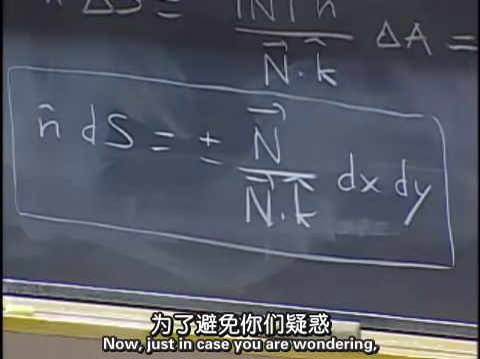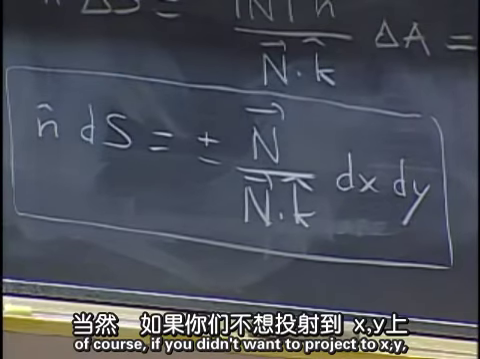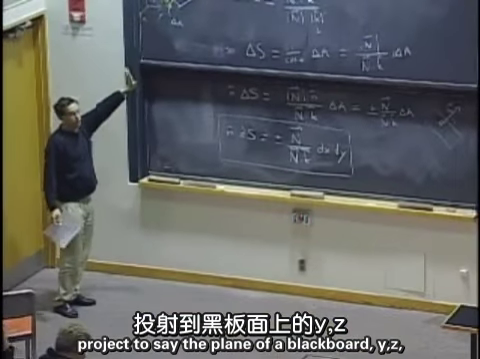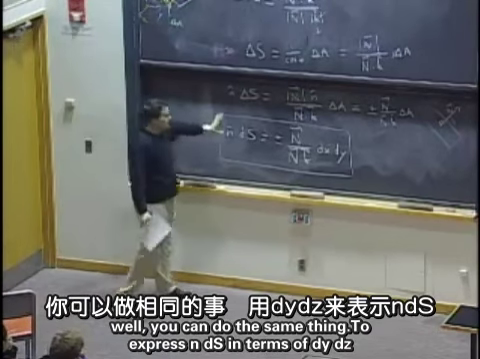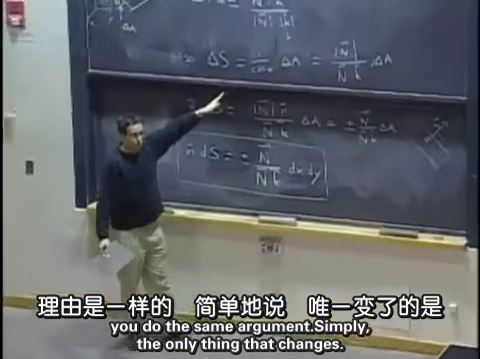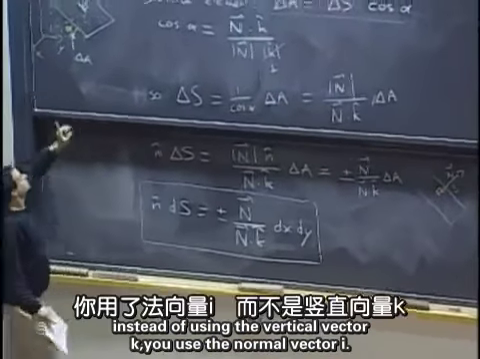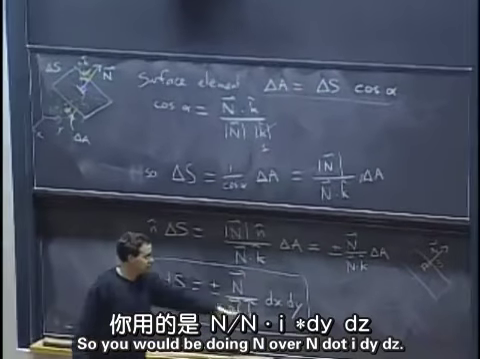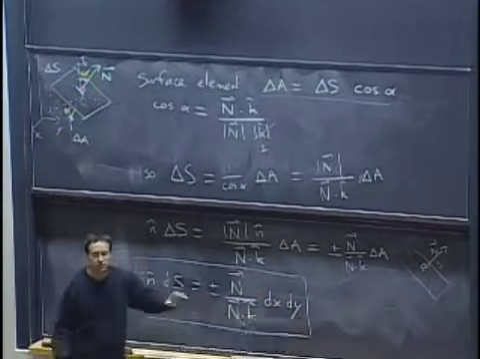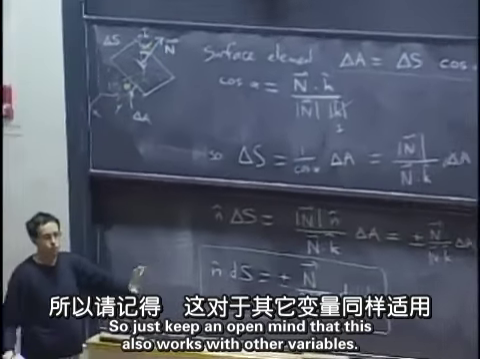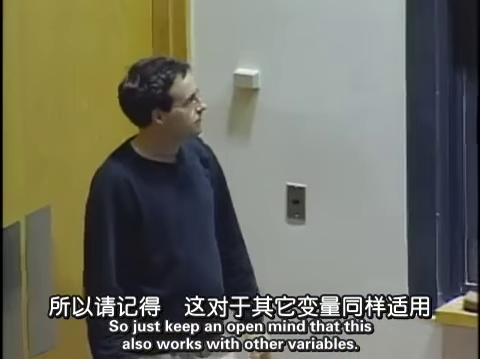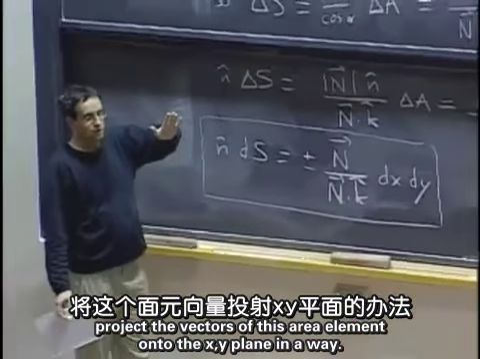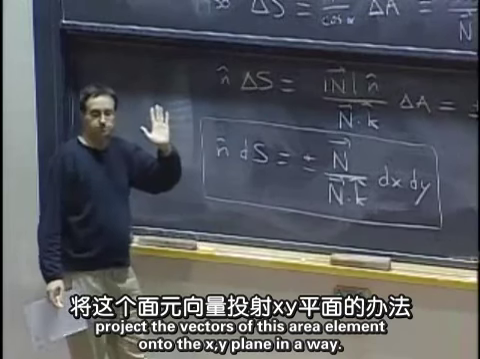Now, just in case you're wondering, if you didn't want to project to xy, you might have preferred to project to, say, the plane of a blackboard, yz. Well, you can do the same thing. To express n dS in terms of dy dz, you do the same argument, and the only thing that changes is that instead of using the vertical vector k, you use the normal vector i, so you would be doing n over n dot i dy dz. Just keep an open mind that this also works with other variables. But anyway, that's how you can basically project the vector surface area element onto the xy plane.